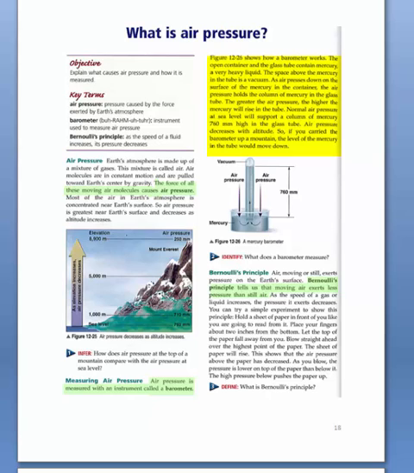Normal air pressure at sea level will support a column of mercury 760 millimeters high in the glass tube. Air pressure decreases with altitude. So, if you carried the barometer up a mountain, the level of the mercury in the tube would move down. 2. Identify. What does a barometer measure?